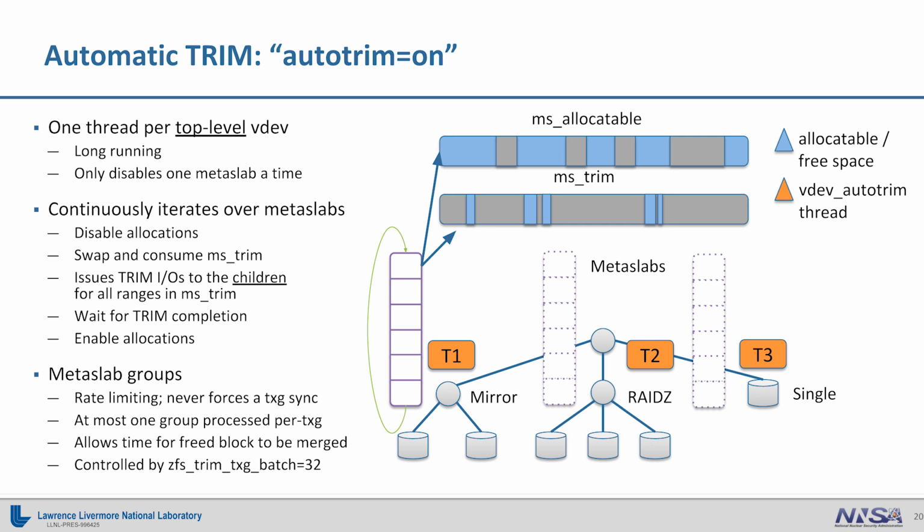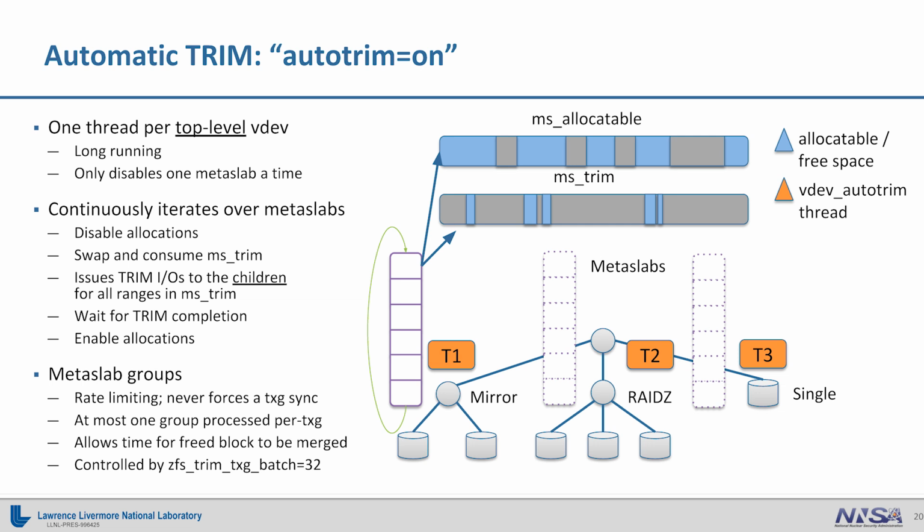The tricky bit with automatic trim, though, is that if you were to just do this, this thread would just spin in the background, right? Consuming all of your CPU, and that's not what you want, right? It'd be forcing transaction groups all the time. Every time you freed a block, it would cause activity. So the solution for that has been to group these metaslabs into metaslab groups, for lack of a better term. And by default, we group all the metaslabs into 32 different groups.